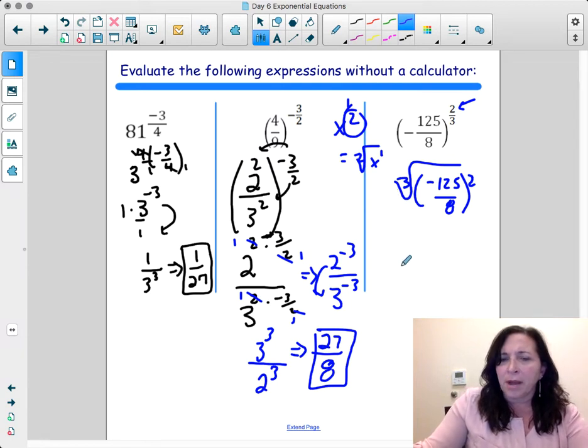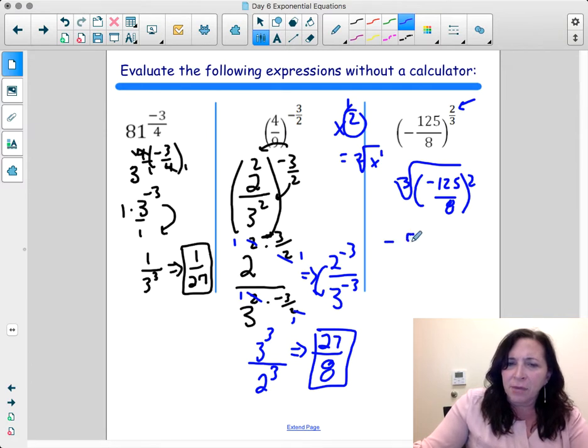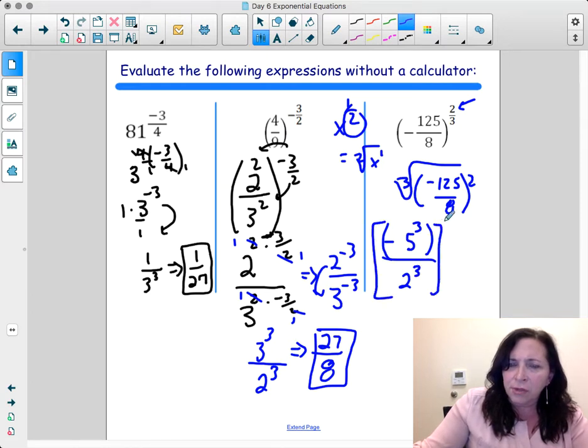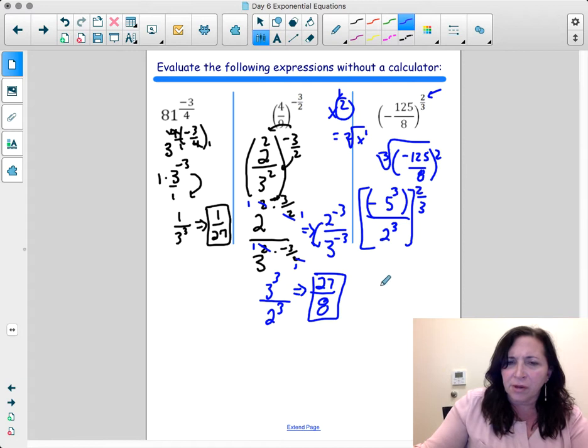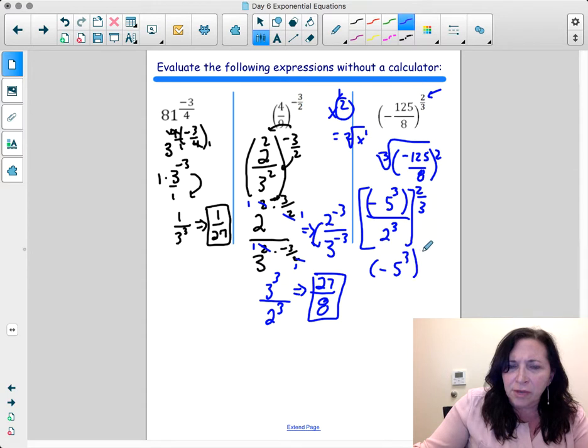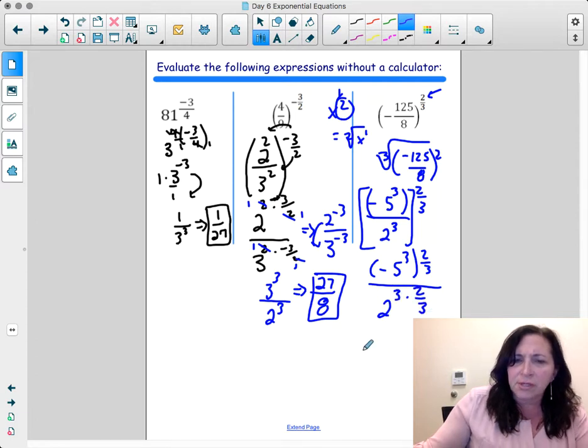Of course, working the problem out, same thing, but let's start and say 125 can be rewritten as negative 5 to the third power. And that right there is divided by 8, which is 2 to the third power. And all of that is to the 2/3 power. And then what's going to happen is these 2/3 are going to be distributed. So I'm going to have negative 5 to the third power to the 2/3 power over 2 to the third power to the 2/3 power.